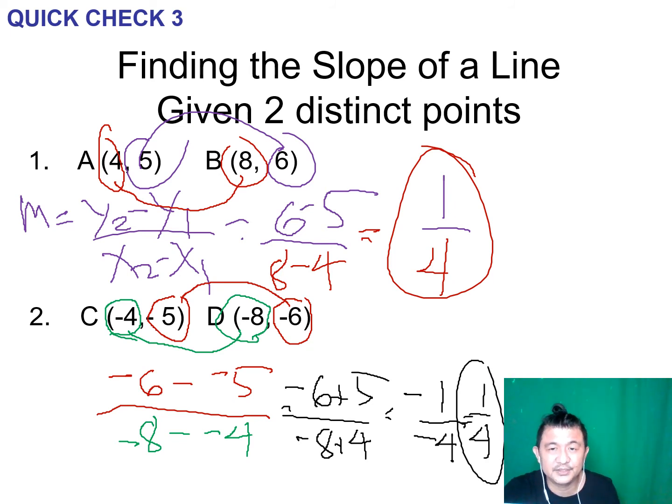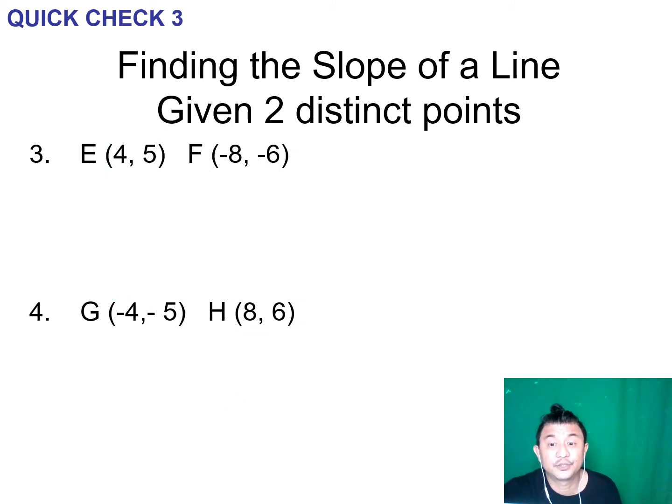Okay, so what can you say? That the two slopes are equal to each other. What do you mean by that? They are all points in the same line. Now do this on your own. Pause.